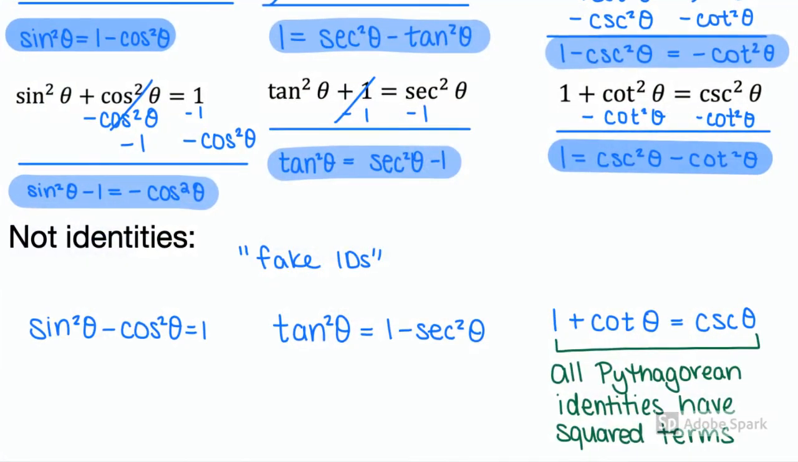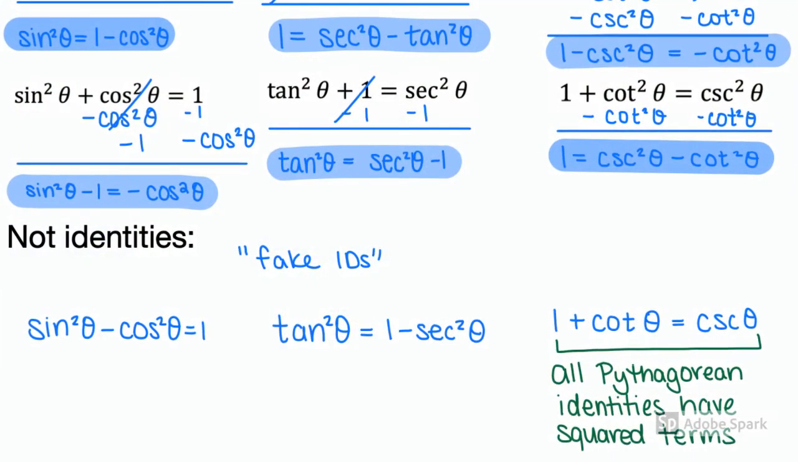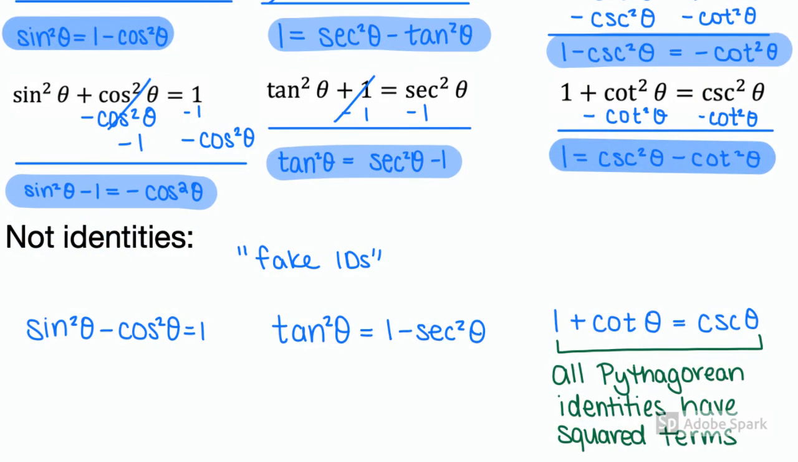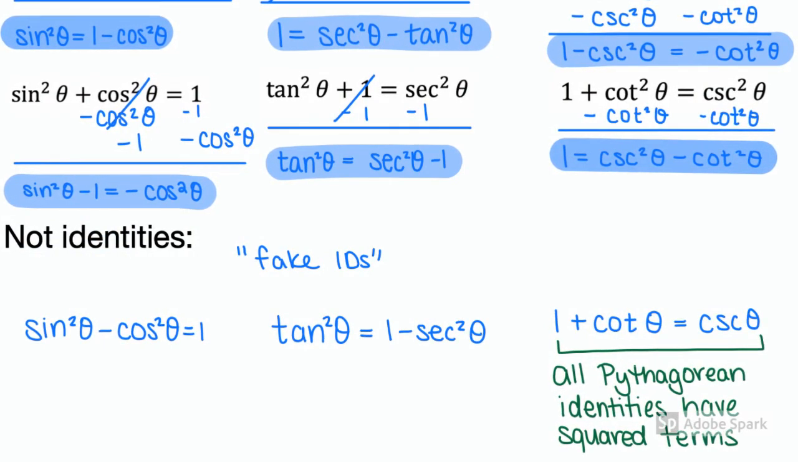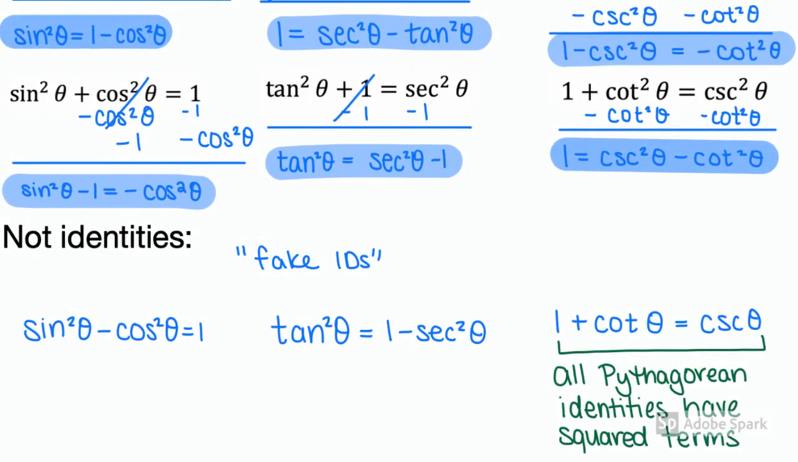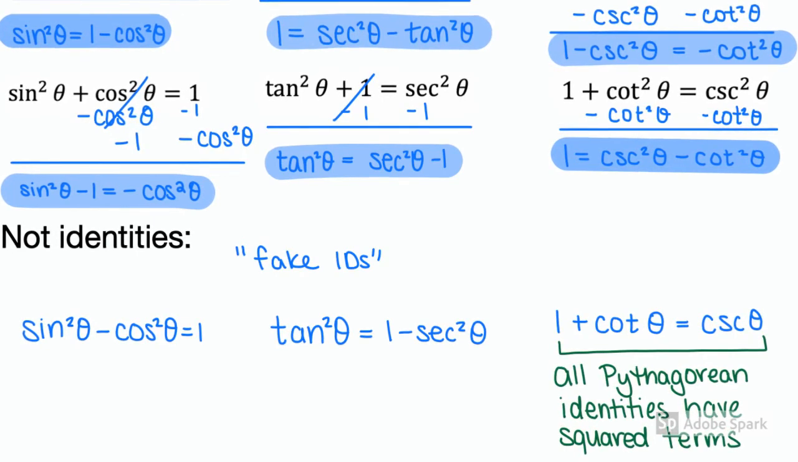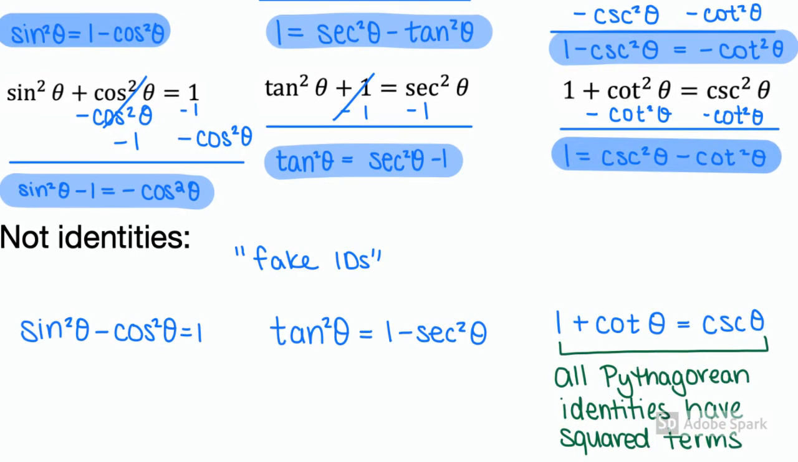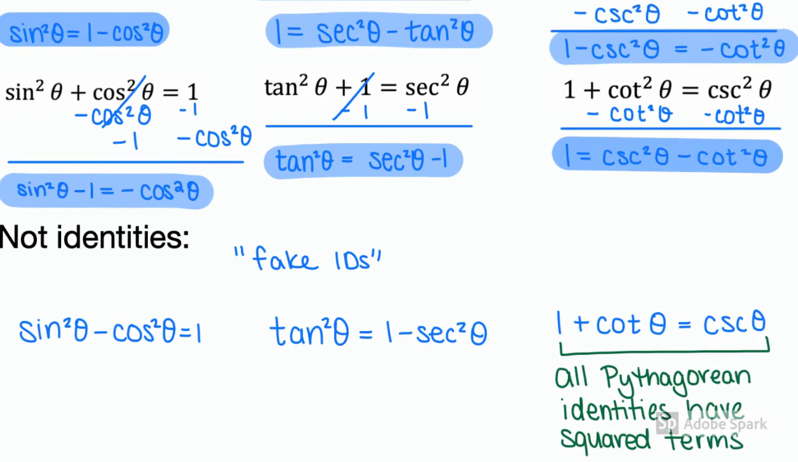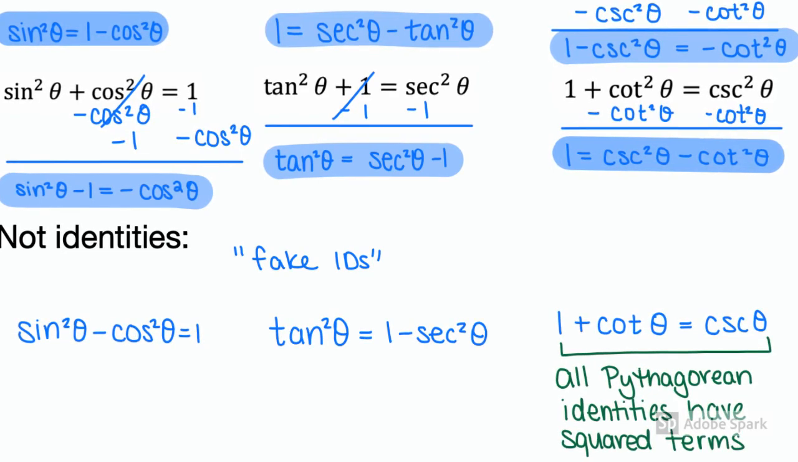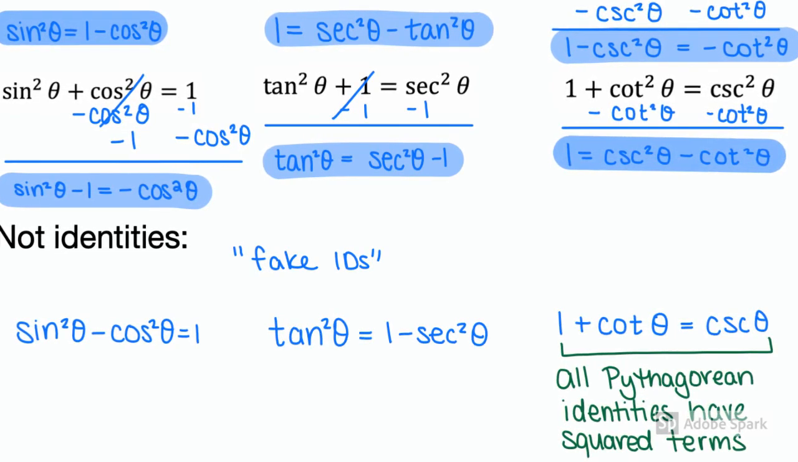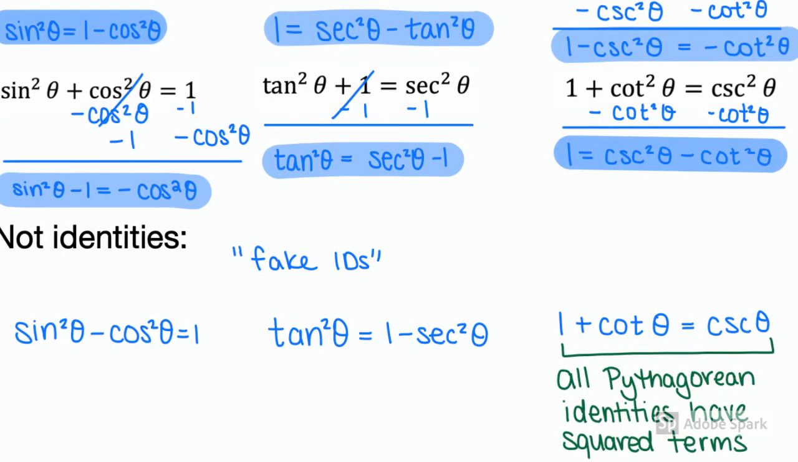You do want to be careful, though, and be on the lookout for equations that look similar to these valid manipulations but actually aren't. I'm calling these fake IDs. For example, sine squared minus cosine squared equals 1 is not a Pythagorean identity because there's no way to change that plus in the original identity to minus through valid algebra.